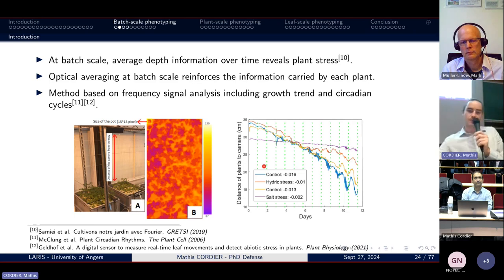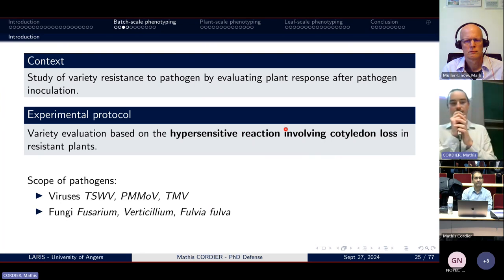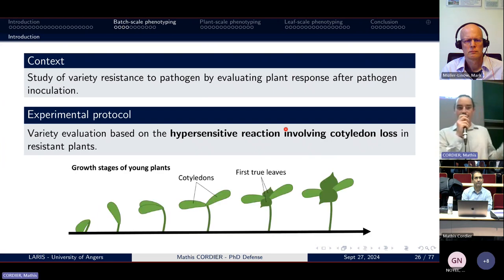And here we are in the context, during the PhD, of a study of variety resistance to pathogen by evaluating the plants' response after pathogen inoculation. In particular, we focused on variety evaluation based on the hypersensitive reaction involving cotyledon loss in resistant plants. So let me introduce the experimental protocol.